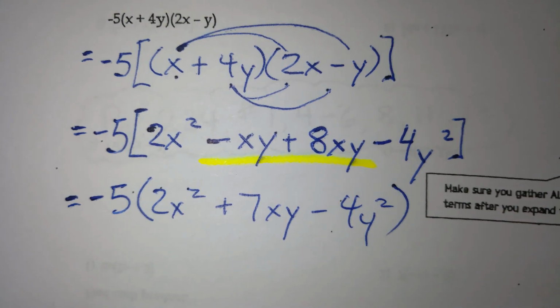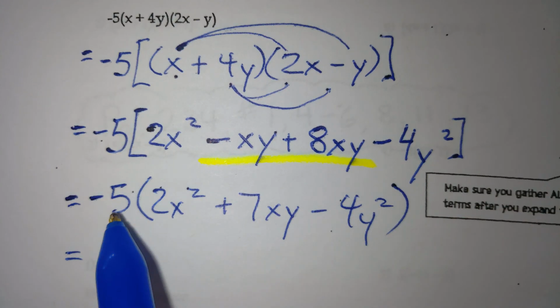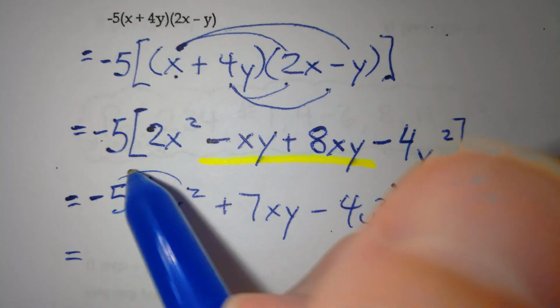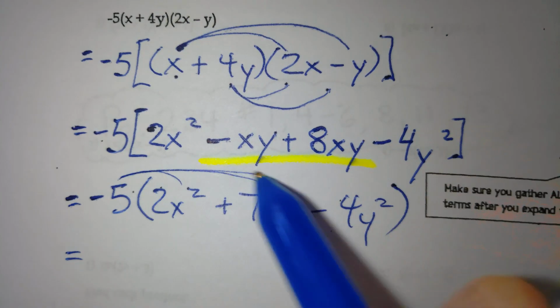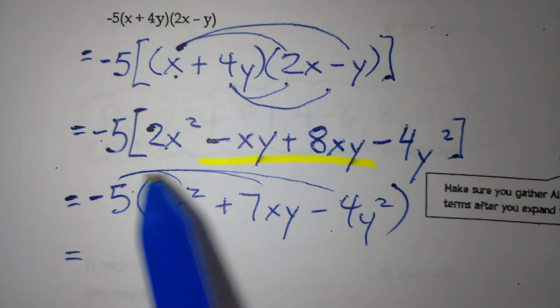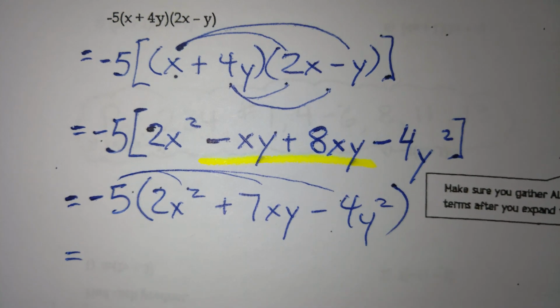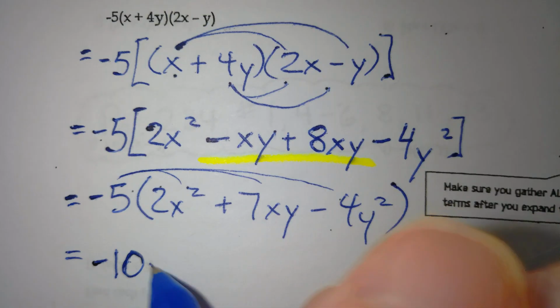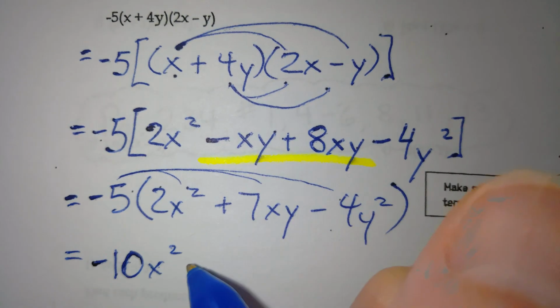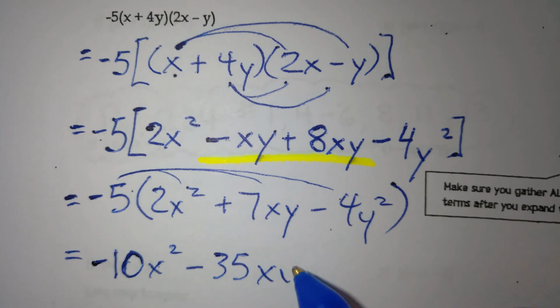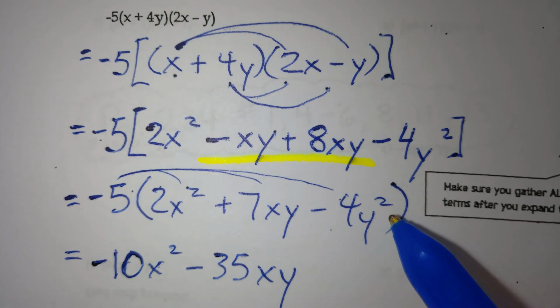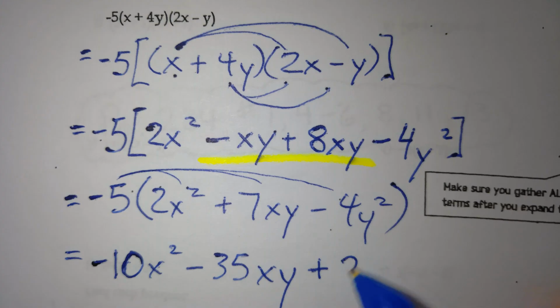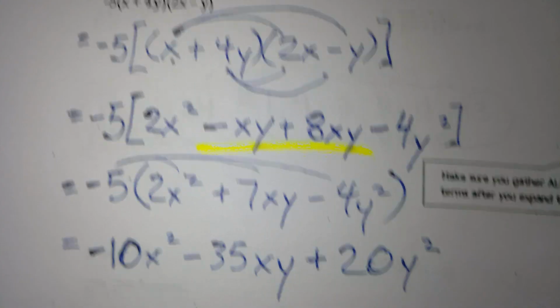Okay, what's my last step? William? Multiply everything by -5. Right, do I need to do FOIL here? No, I'm just doing grade 9 math right here with the distributive property. I'm distributing that -5 in. So, William, finish this off for me. -5 times 2x squared. -10x squared. -5 times 7xy. -35xy. And then lastly, -5 times -4y squared. Plus 20y squared. Plus, good job. Because 2 negatives make a positive.